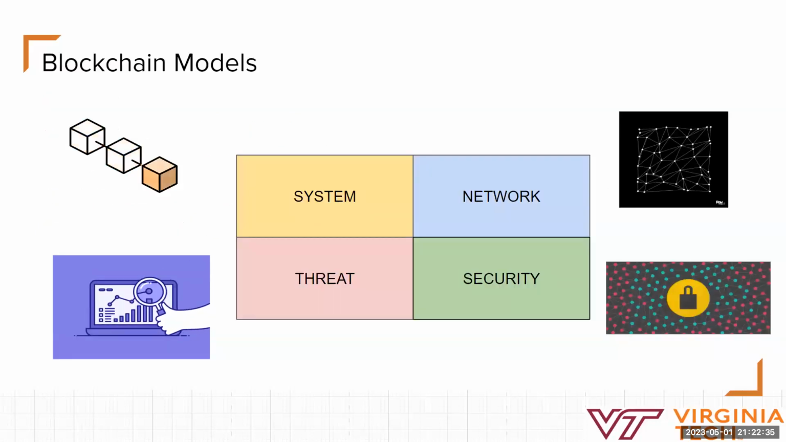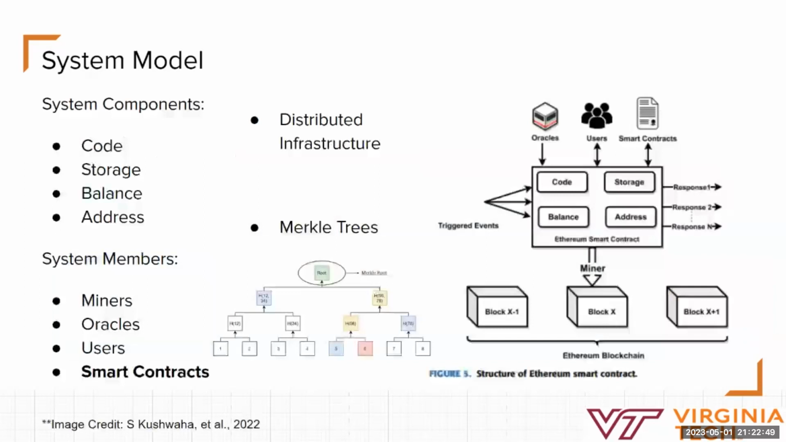So we'll discuss the blockchain models. We'll focus on four models, which are the system model, the network model, the threat model, and the security model. So, jumping into the system model for blockchain.